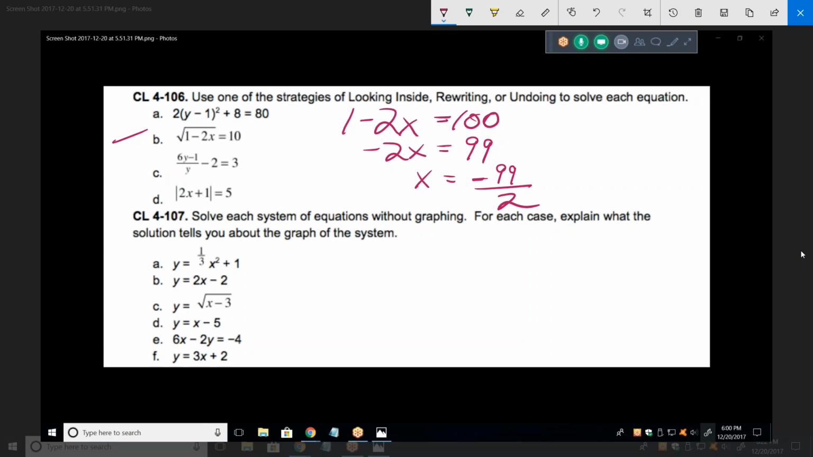And that works. If I plug it in, I get 1 minus negative 99, which is 1 plus 99, which is 100. The square root of 100 is 10. So that's one way of doing it.